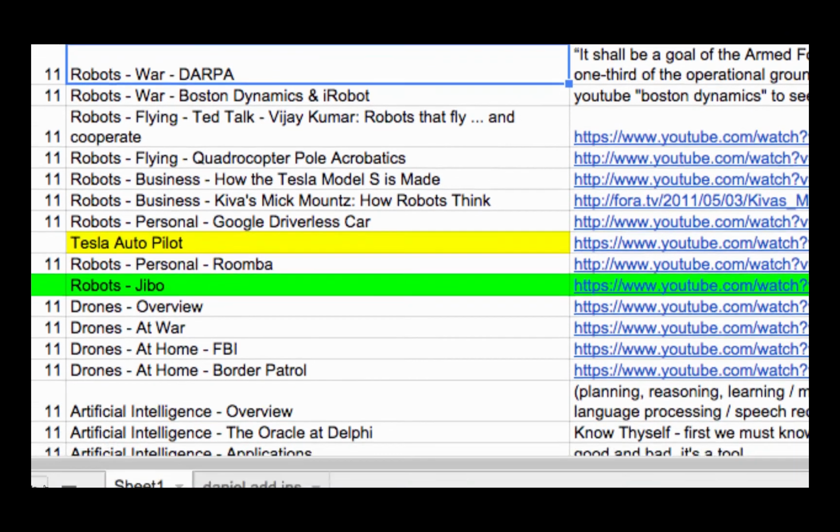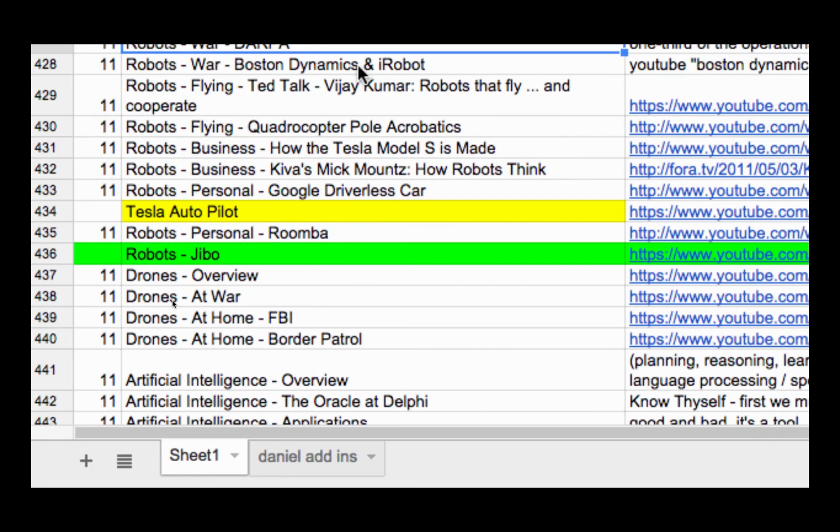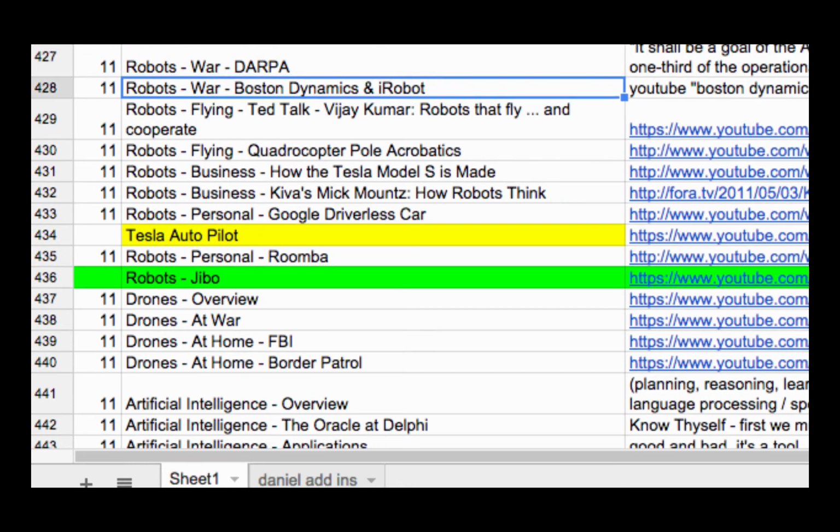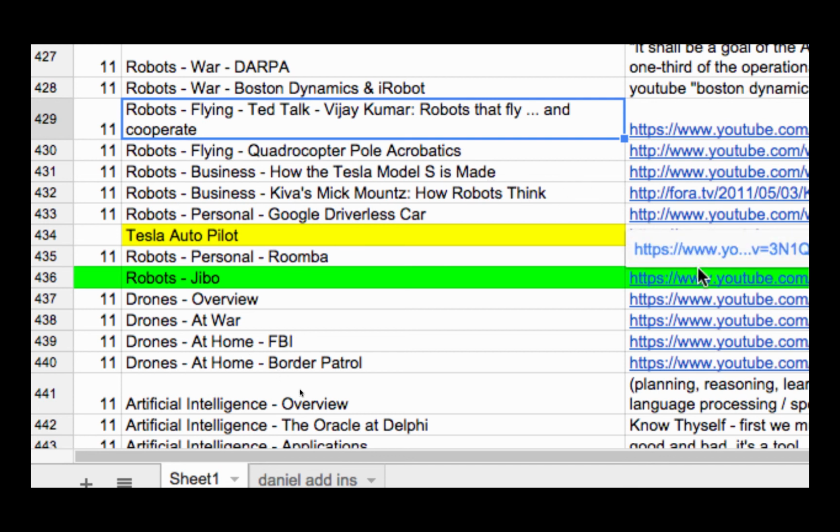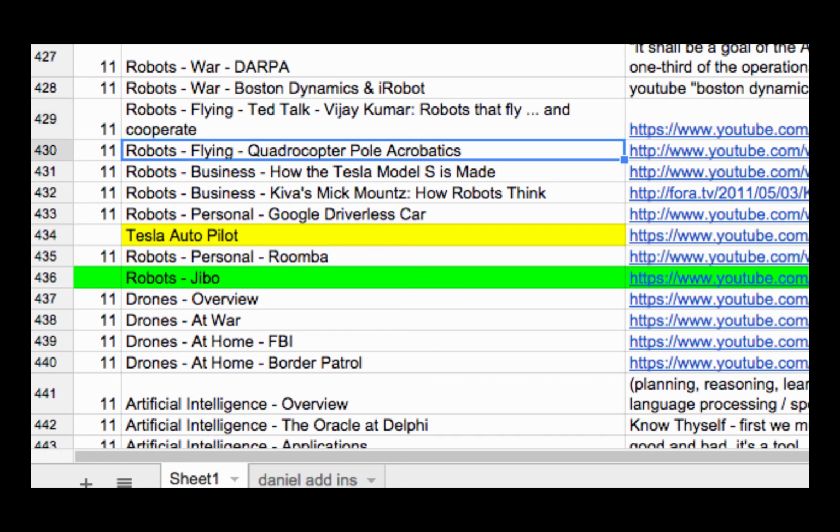And then we have Boston Dynamics. They got acquired by Google. Google went on a robot buying spree a year or two ago. Interesting. And then robots that fly and cooperate, another great TED talk, and quadricopter pole acrobatics. You can watch this video where quadricopters are doing amazing things.